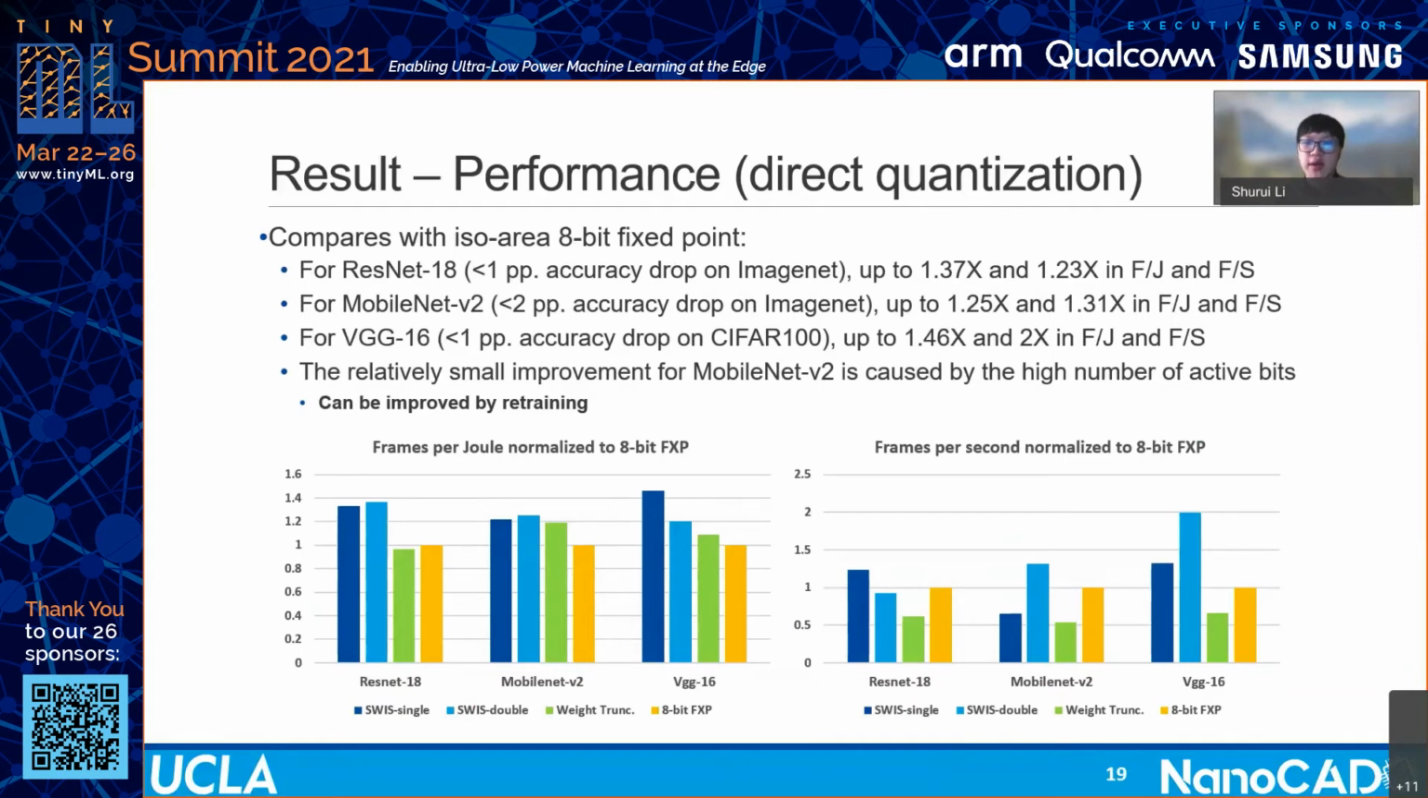The efficiency advantage comes from the reduced bit-zero cycles, as well as the reduction of DRAM access energy due to the weight compression. The smaller improvement for MobileNet is because it requires more active bits for direct quantization, since it's harder to quantize, as shown in the previous slides. This can be improved by retraining to achieve a smaller number of active bits. All the results here are roughly iso-accuracy with 8-bit fixed point, and users always have the option to further improve the efficiency by allowing more accuracy drop.